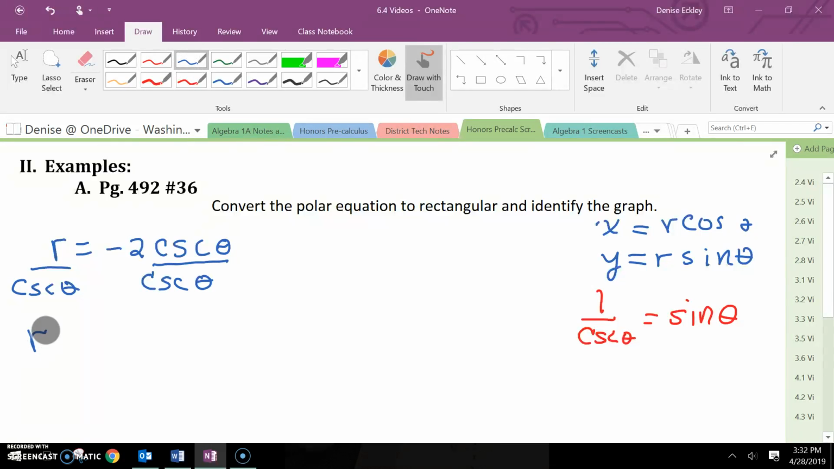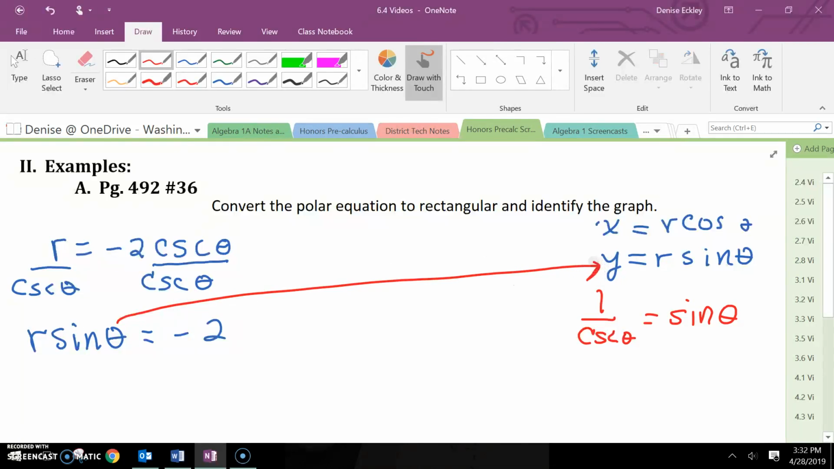So now I have r sine theta equals -2. And the nice thing is that r sine theta is y. So I have the equation y equals -2. And this is a horizontal line.